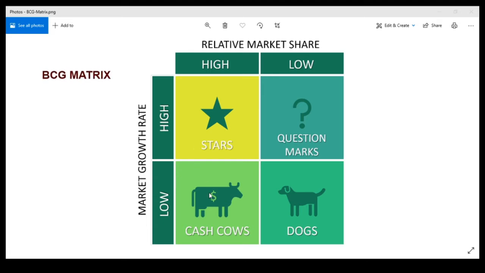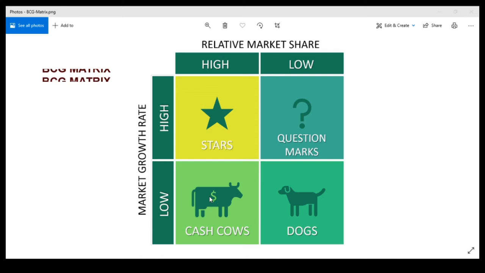So the first quadrant we are going to take is cash cows. If a company falls into this quadrant, the terminology given by BCG is cash cows. It means your market growth rate is low, but your market share is high.